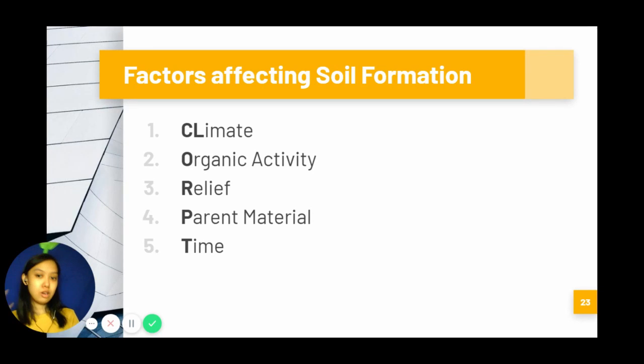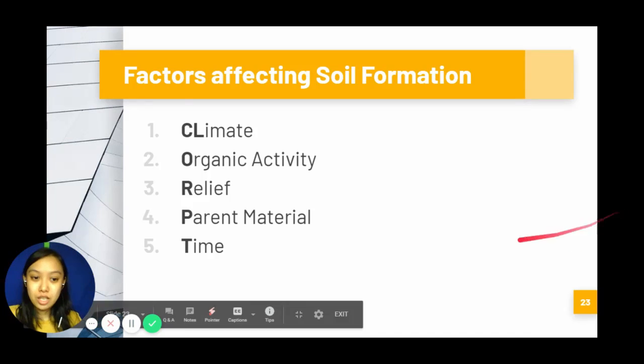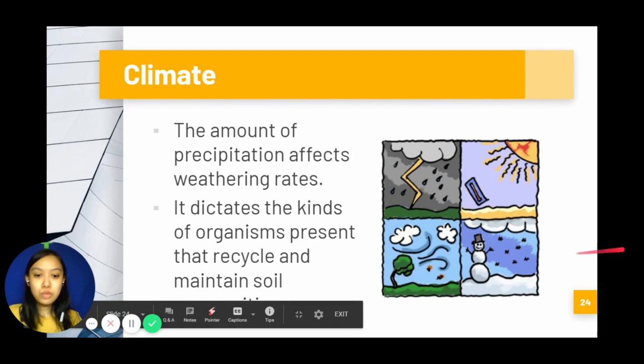Okay, so for the next part, we're going to talk about factors affecting soil formation. Now, for this part, we have the acronym CLART. Yes, CLART. It does not make sense, but hopefully you can make your own acronym, that would be good too. So guys, again, what I always tell you, try to create acronyms to help you remember this sort of information.